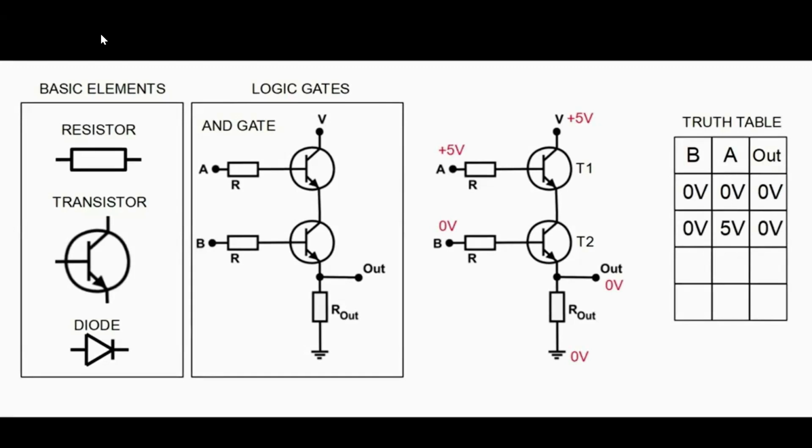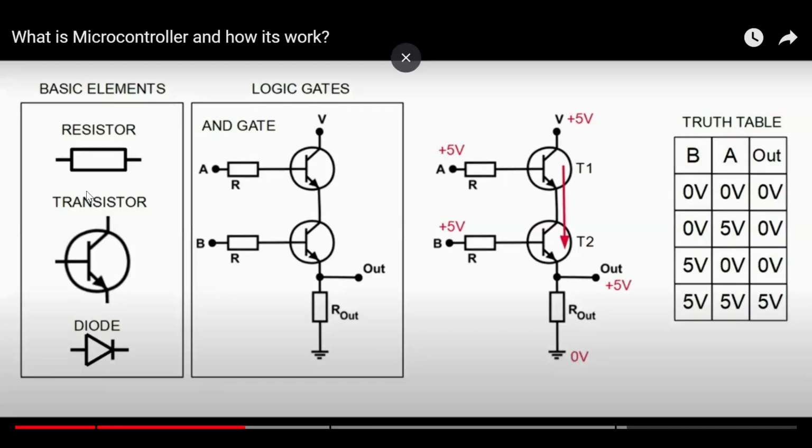If we apply 0 volt on input A and 5 volts on input B, the output gets 0. And if we apply 5 volts on input A and 5 volts on input B, you get 5 volts at the output, because both of these transistors are in the open state. Changing these voltage levels, we fill out this table with the corresponding voltages for both inputs and output. So using this you will also get the truth table.